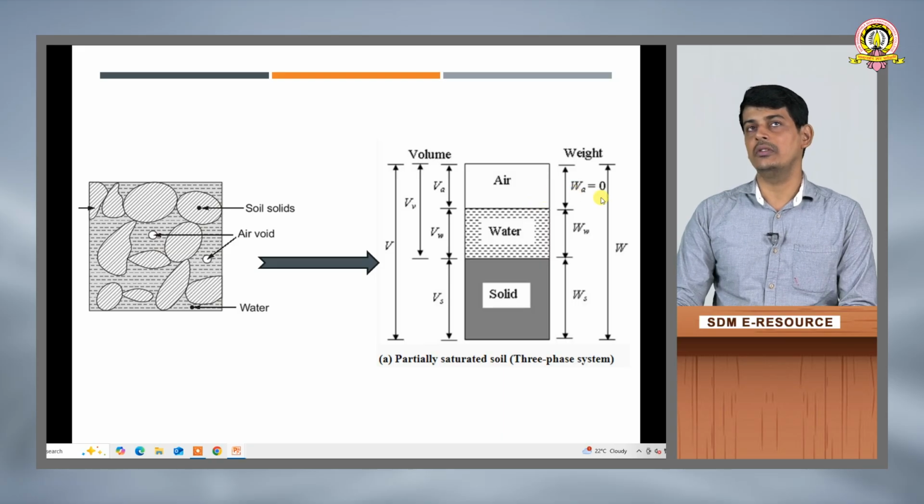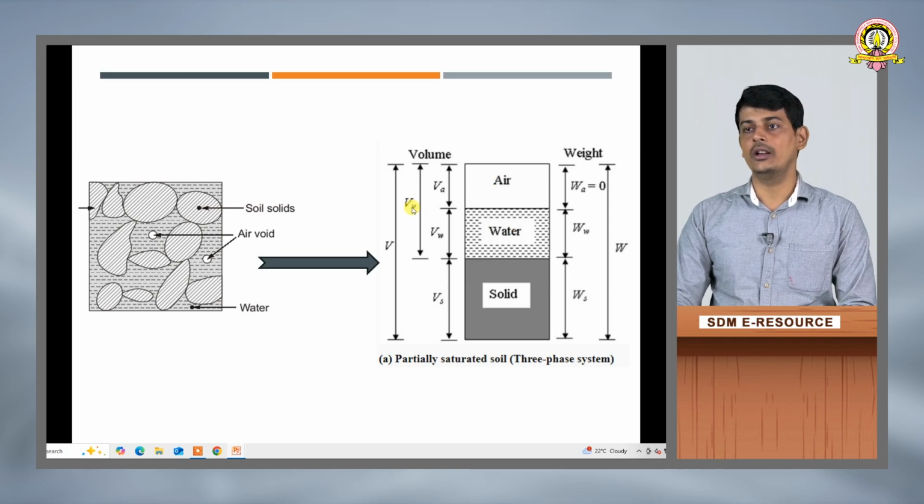Usually for calculation purposes, the weight of air is a small quantity and is neglected, which is why I have written it as 0. Now, total volume is nothing but volume of solids plus volume of water plus volume of air. We also have one more definition, volume of voids. As I mentioned, voids are partially filled with water and partially filled with air, so volume of voids is nothing but volume of air plus volume of water.